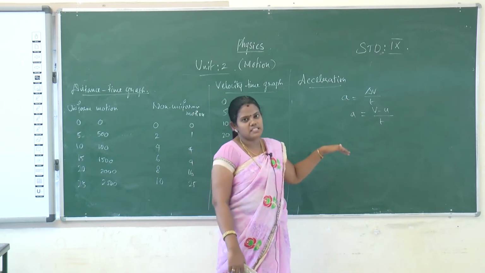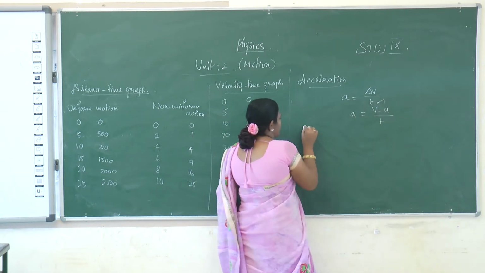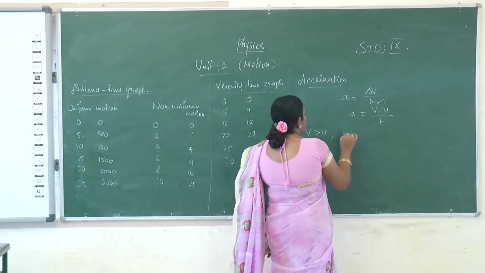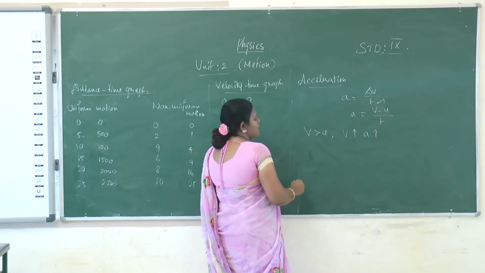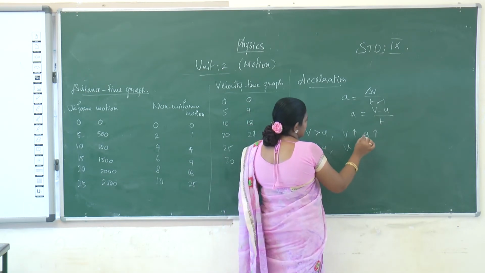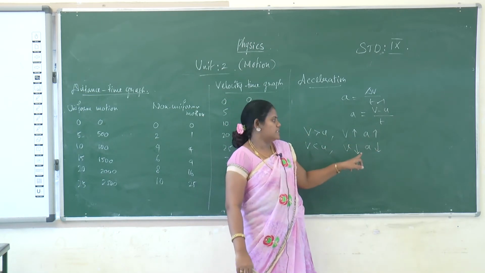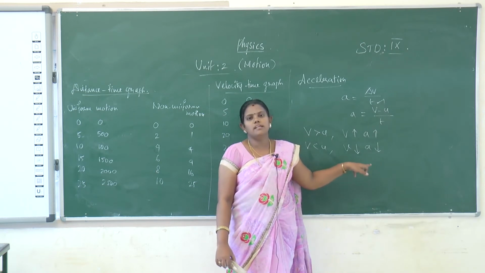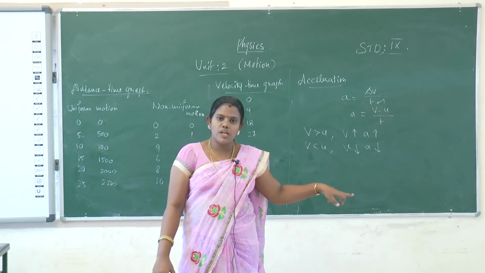When is the acceleration positive, when is it negative? If the final velocity v is greater than u, the velocity increases and the acceleration is positive. But if v is less than u, the velocity decreases and the acceleration is negative. Negative acceleration is also known as retardation or deceleration.